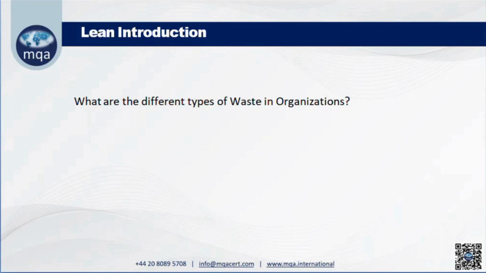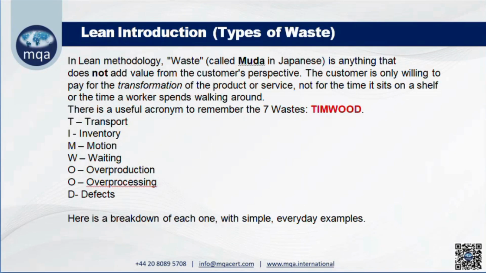So in terms of lean, these are the different types of 7+1 waste. Waste is called muda in Japanese. It is anything which does not add value to the customer, from their perspective.